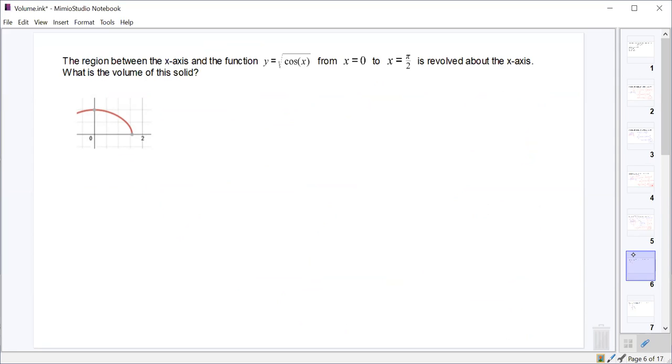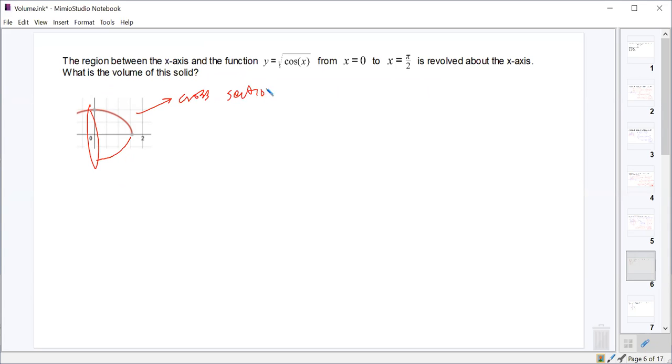We're going to take the region between the x-axis and square root of cosine x from 0 to pi over 2, which is what I've drawn here, and revolve it around the x-axis and find the volume of the new solid that is given. So if I revolve this around the x-axis, I'm going to have a three-dimensional little, I don't know, bottom of an acorn looking kind of thing here, right? And what are the cross sections of it if I slice it vertically here? Circle. They should be circles.